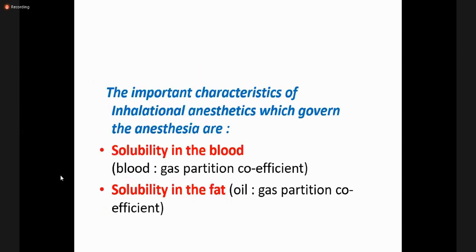The important characteristics of inhalational anesthetics which govern the anesthesia are, this is an important slide from the exam point of view, right? So the important characteristics are: number one, solubility in the blood. Please focus on this slide, because if this concept is clear, you will be able to understand the different conceptual points that we discuss in the upcoming slides. Number one, solubility in the blood. That is the ratio between blood and gas partition coefficient. Number two, solubility in the fat. That is the ratio between oil and gas partition coefficient, right? So solubility in the blood and solubility in the fat.